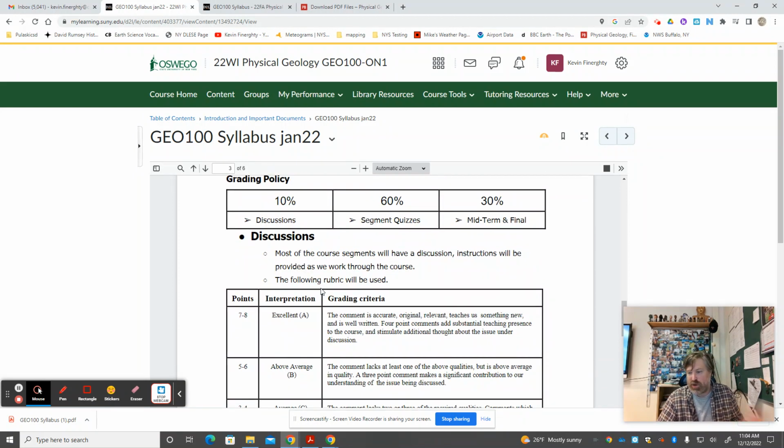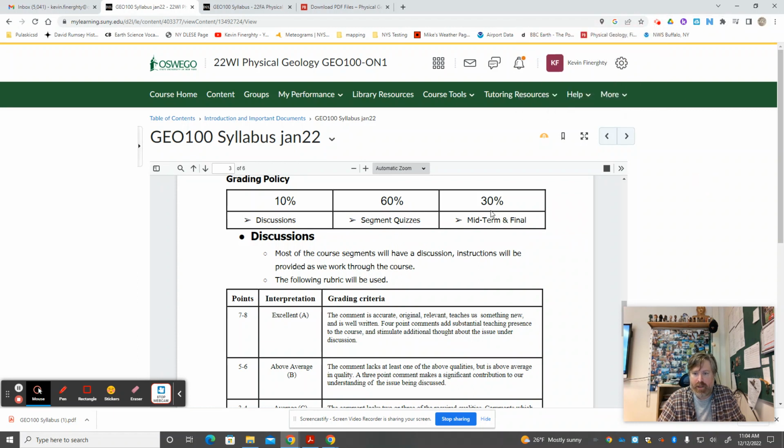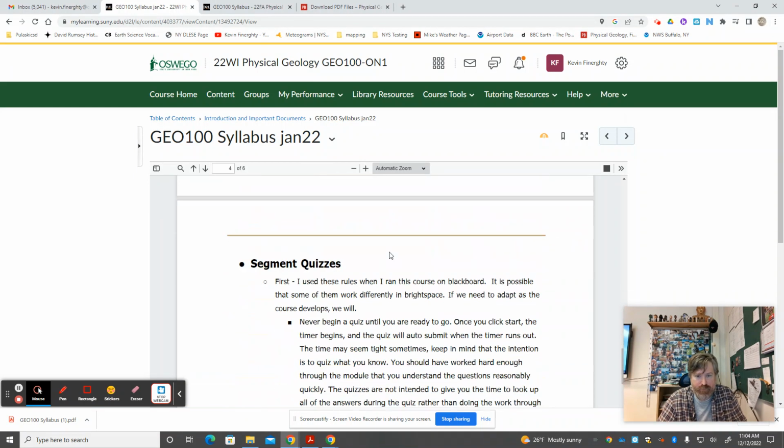But I changed this a little bit because I got rid of the midterm. We're not going to do a midterm in a 3-week course. So 10% will be discussions. 60% will be the segment quizzes. We have 7 of them, and we're going to drop one. I'll tell you about that in a minute. Basically means each is 10%. Sorry about that. And then 30% will be the final, and it still says midterm there. My apologies. That should just be 30% final.